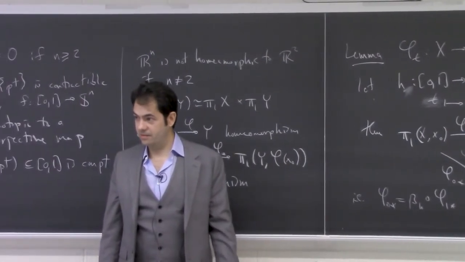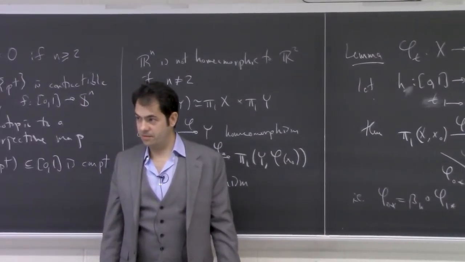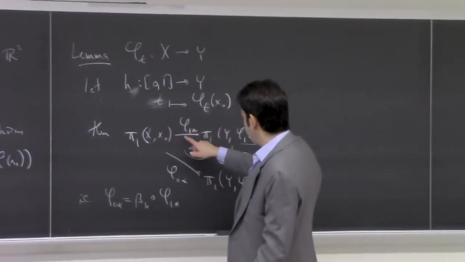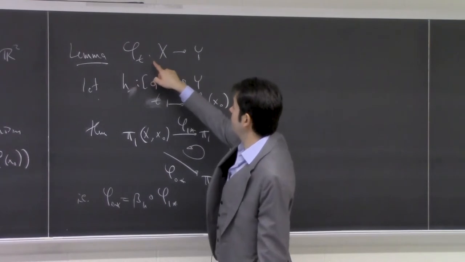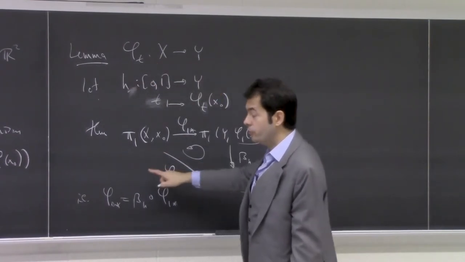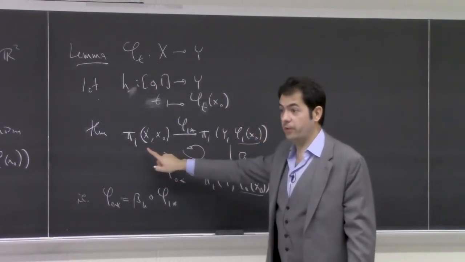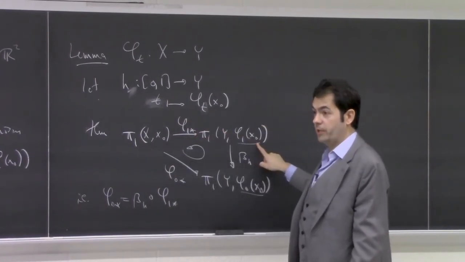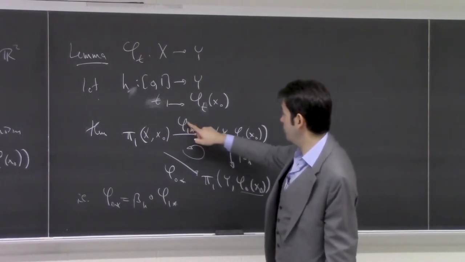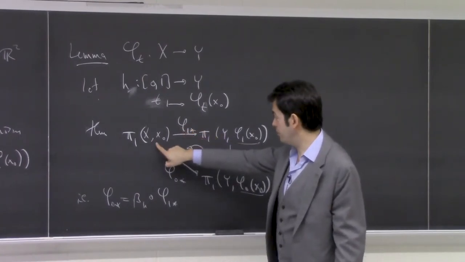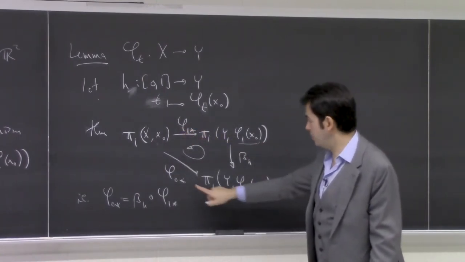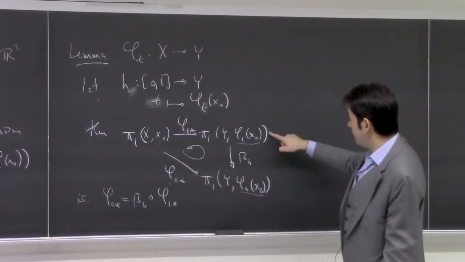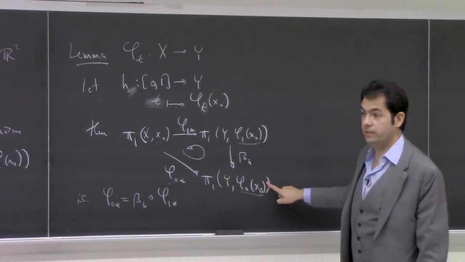Can you just sort of explain what the maps are in the diagram that you drew? Sure. Remember, every time you have a continuous map between spaces, it induces a map on fundamental groups, by just taking a loop and composing it with this map to get a loop over here. But of course, if you compose with phi 1, then you send the base point to phi 1 of x naught. And if you compose with phi naught, you send the base point to phi naught of x naught. However, there is an isomorphism between these groups.